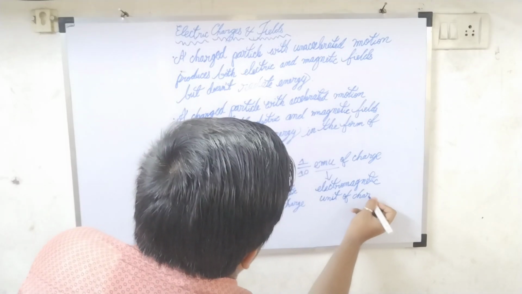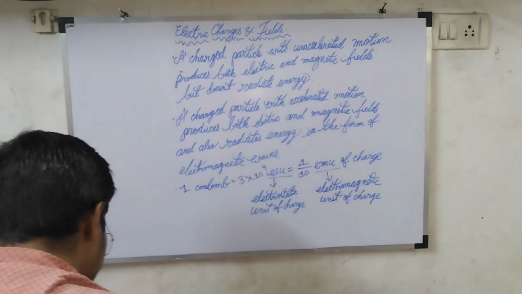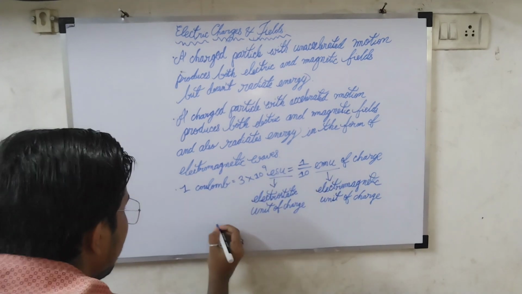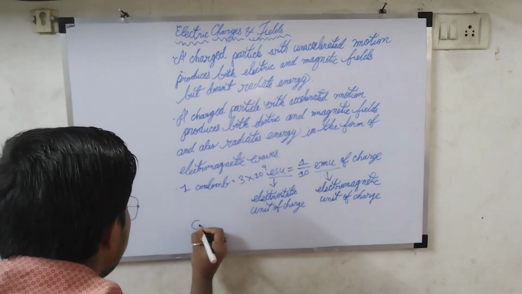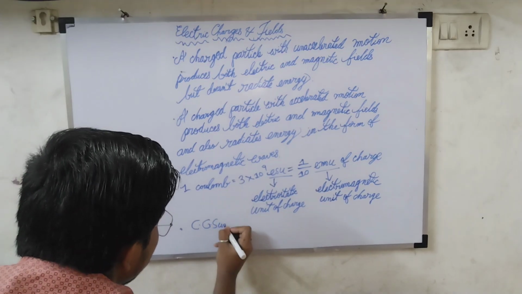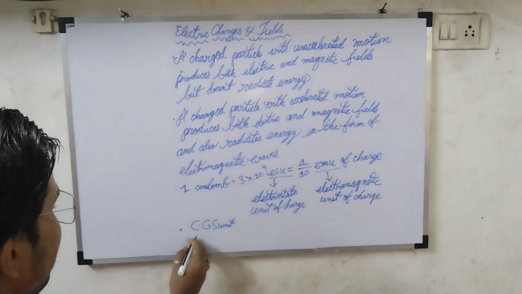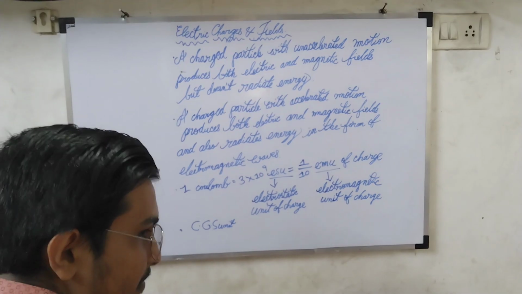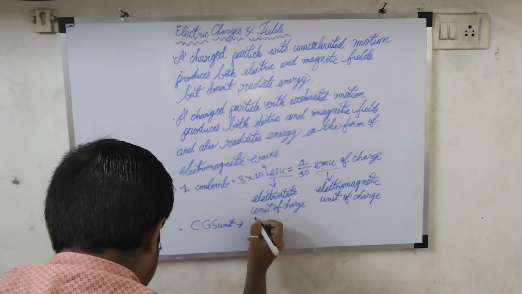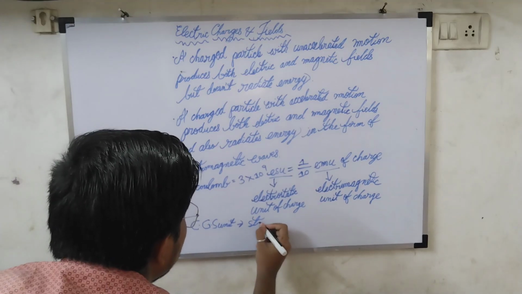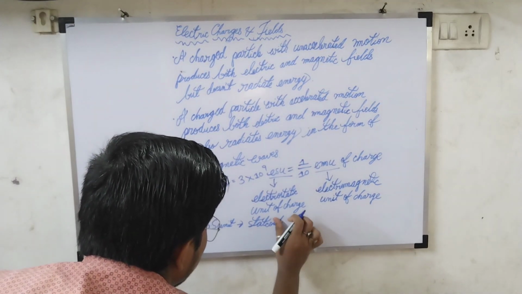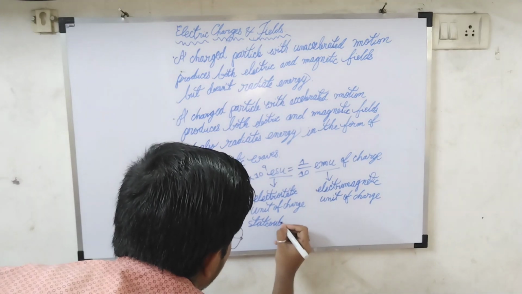And another thing which we need to know: what is its CGS unit? This was the SI unit. What is its CGS unit? What do we mean by CGS? CGS means centimeter gram second. If you remember it, that is stat coulomb.